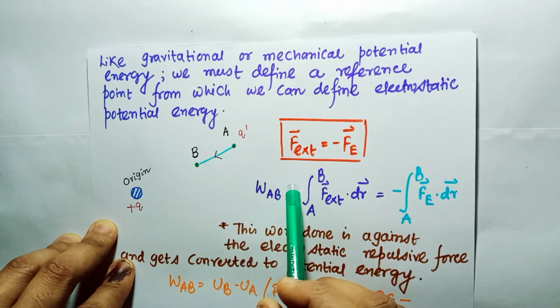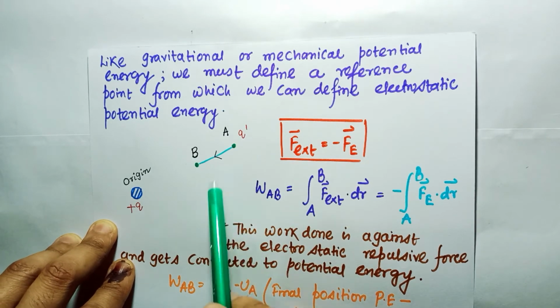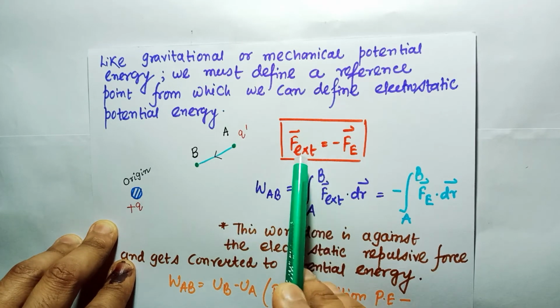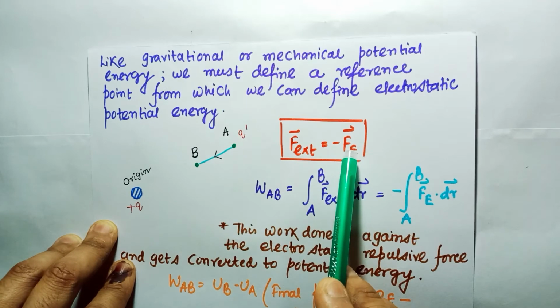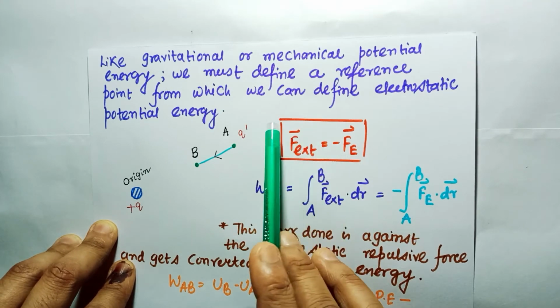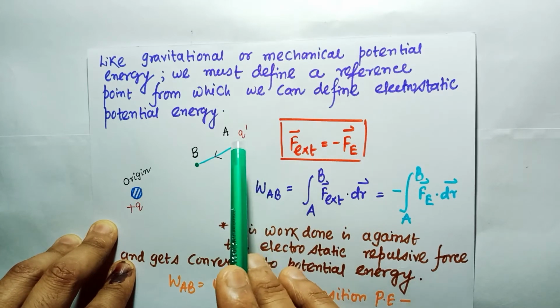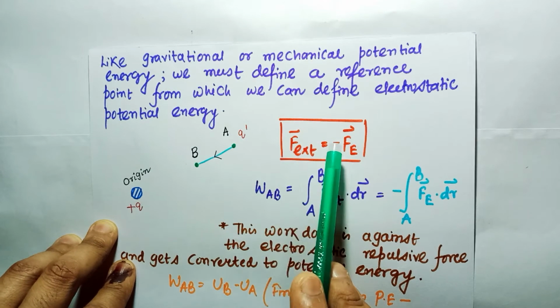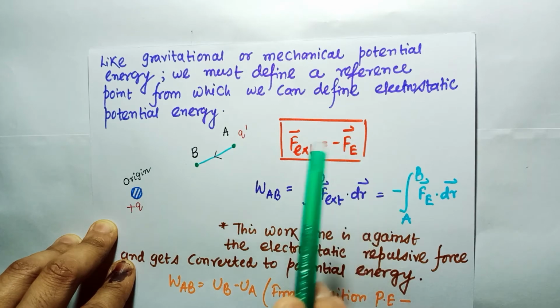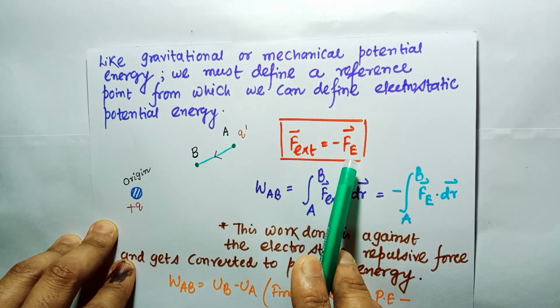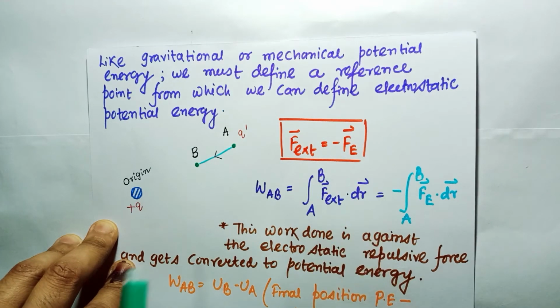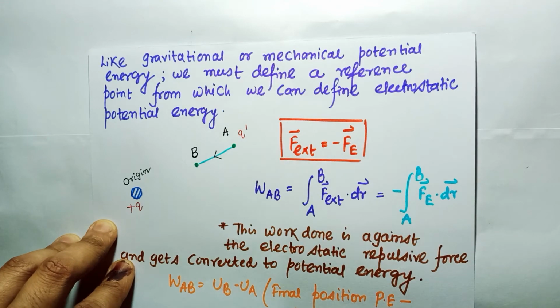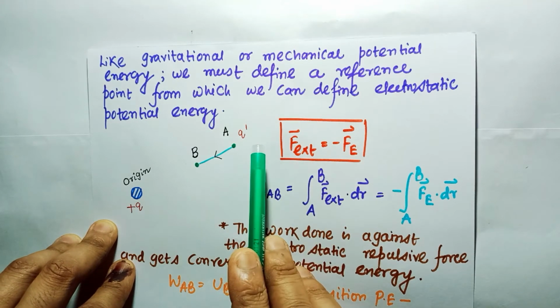The external force that we need to apply against the electrostatic force is F external equal to minus F electrostatic. So while bringing the charge q prime from A to B, every time I need to put the external force which is equal and opposite to the electrostatic force. So F external is equal to minus F electrostatic, and we can assume that there is no acceleration of the charge q prime from A to B.